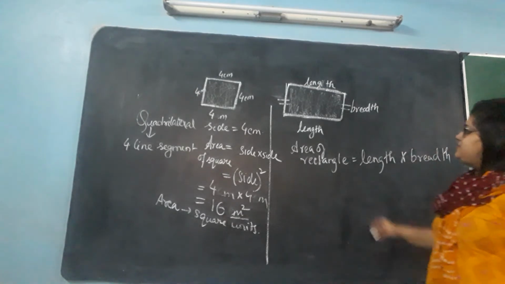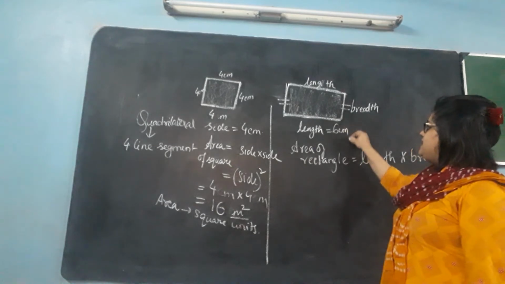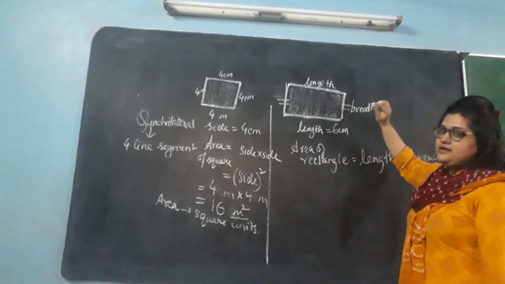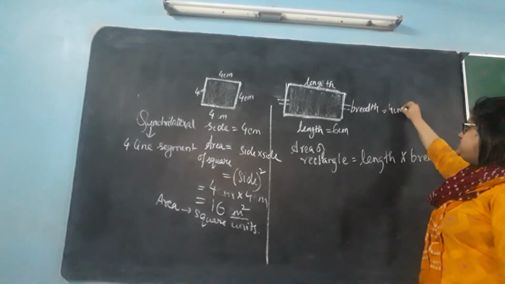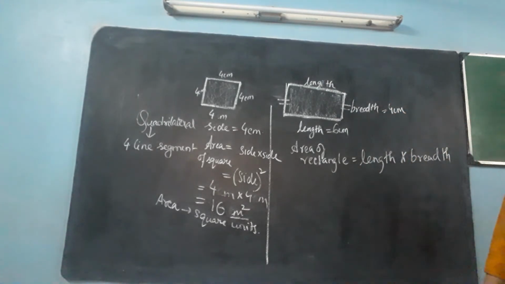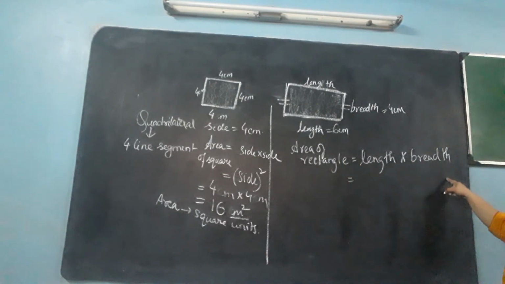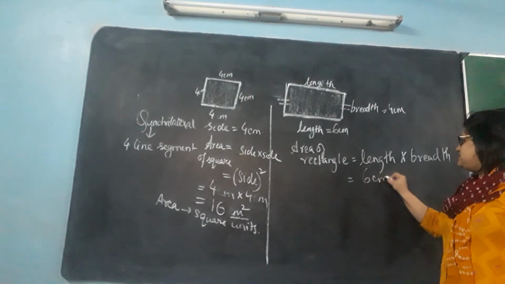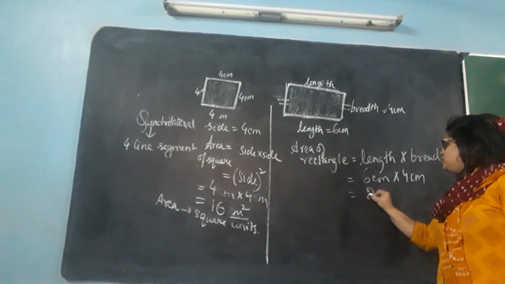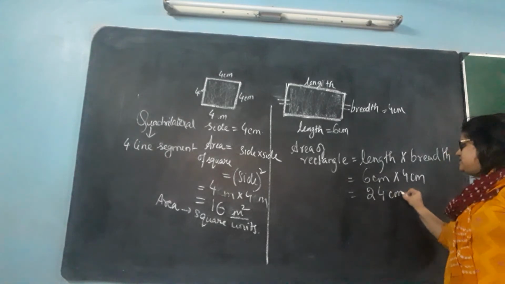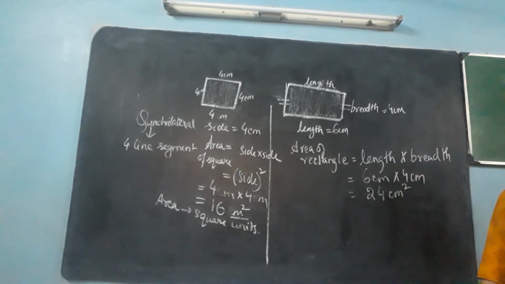So for example, here the length, or the longest side, if I take 6 centimeter, and the breadth, the shortest side, of course it will be less than 6. Suppose it is 4 centimeter. So the area of a rectangle can be found by this formula length into breadth. Length is 6 centimeter, breadth is 4 centimeter. So the answer will be 24. Centimeter is multiplied twice, so it is 24 centimeter square.